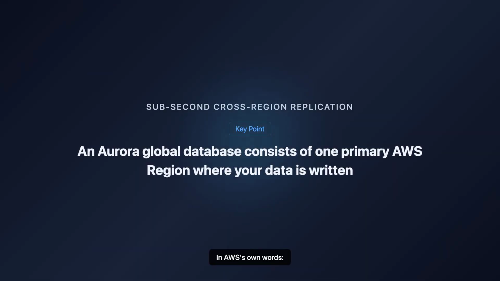In Amazon Web Services' own words, an Aurora global database consists of one primary region where your data is written, and up to 10 read-only secondary regions with replication latency typically under a second.